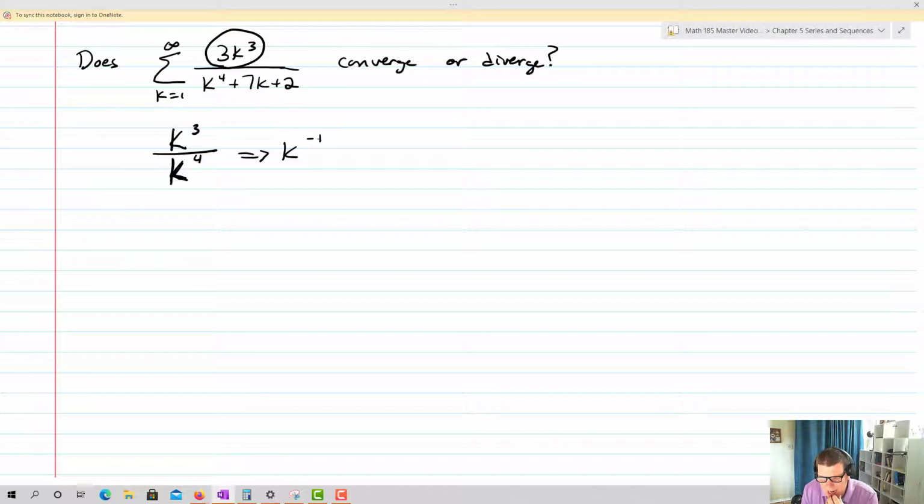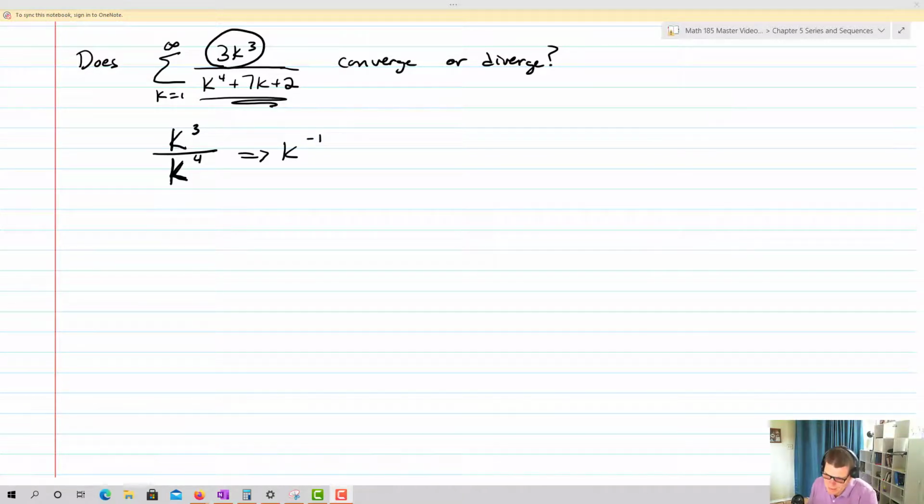So I'm thinking that what's going to end up happening is that this does not really shrink fast enough. Because when I simplify down my bottom term, that highest power, the dominant power k to the fourth, is not quite big enough for me to have a convergent series. And so what we're going to do is actually show that that's in fact the case.